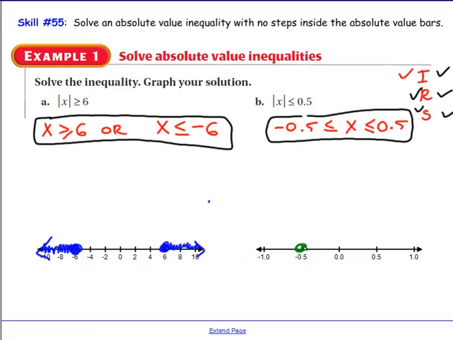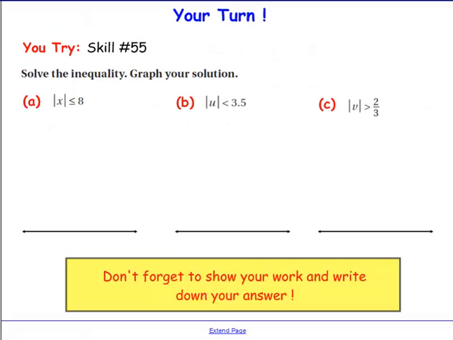So our graph is going to look like this. Two filled in circles, and this is going to be in between. Alright, so try these three on your own and see how you do.